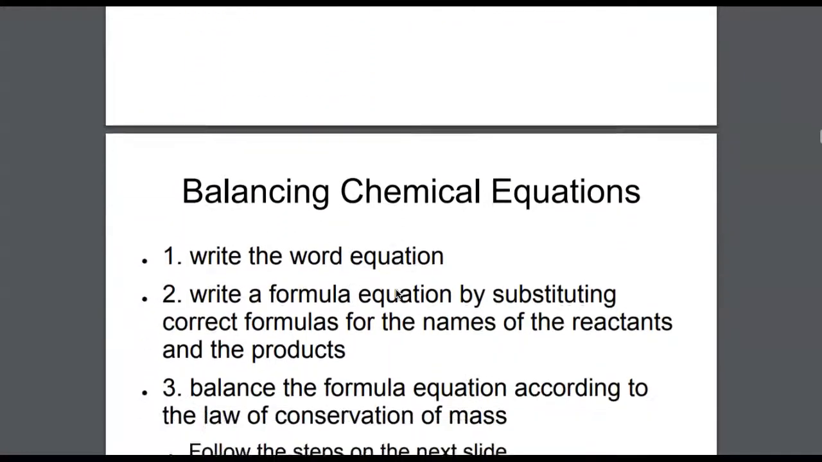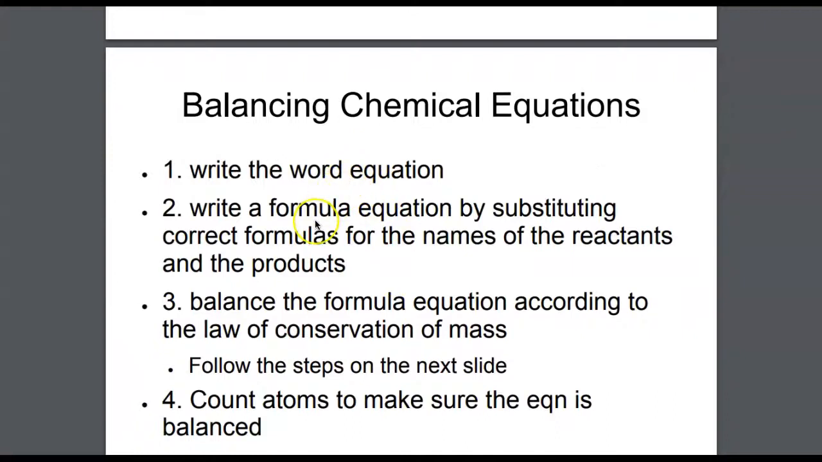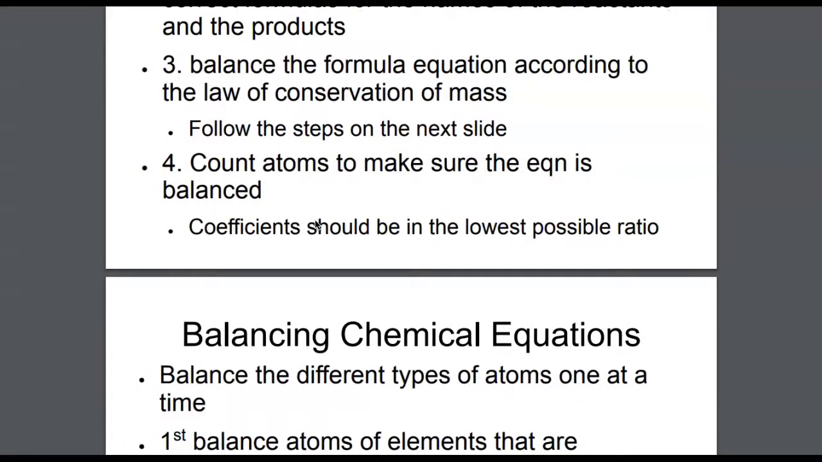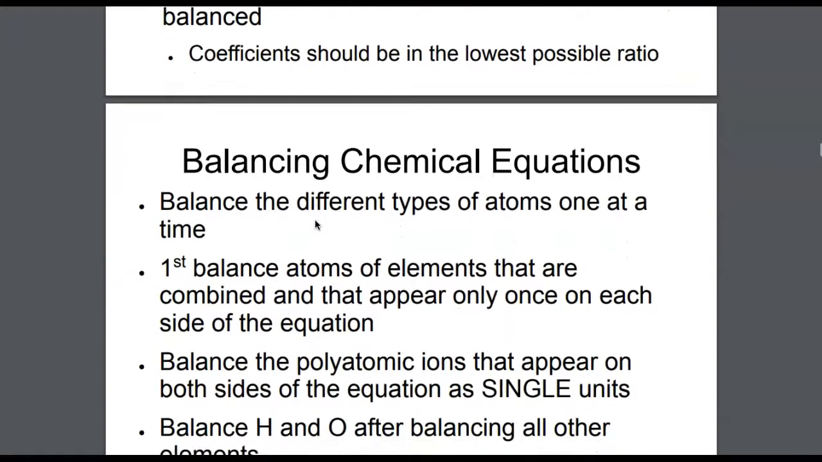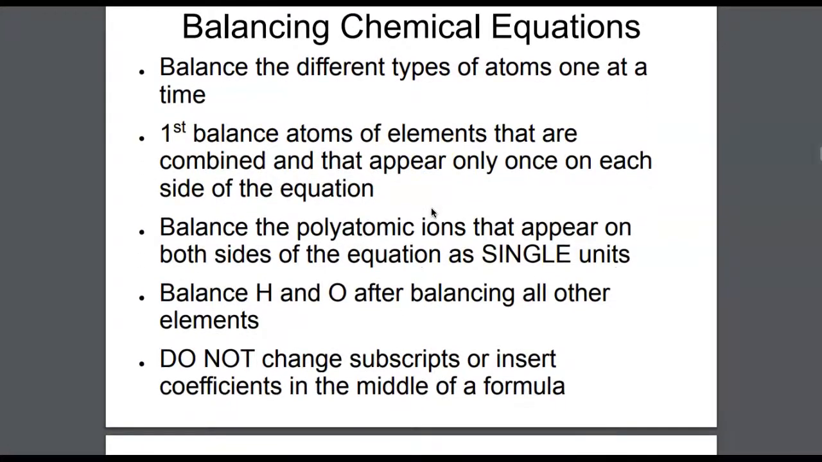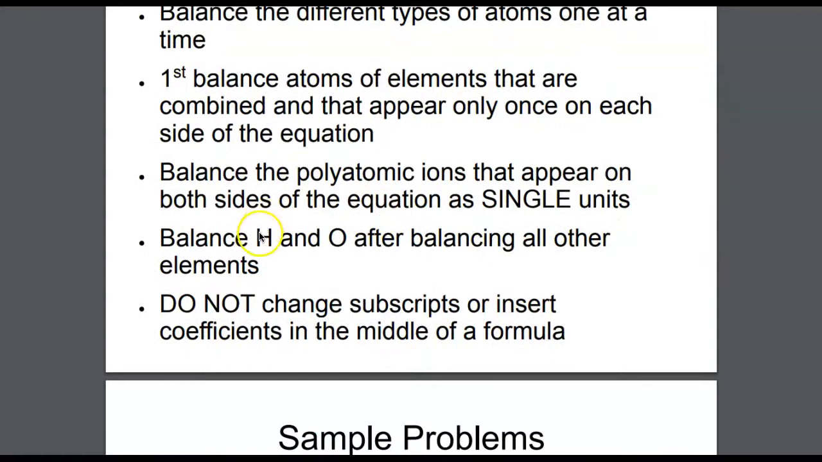So how do we go about balancing chemical equations? Well, we're going to write the word equation and then follow these steps listed. You guys will have this copy available to you to review. So balance the different types of atoms one at a time. First, balance atoms of elements that appear only once on each side of the equation. Now, if polyatomics are present, we can treat those polyatomic ions as a single unit. One of the videos uploaded to the Mudge page goes into greater detail on how to treat the polyatomic ion as a single unit. Then I like to leave hydrogen and oxygen to the end after balancing all other elements.